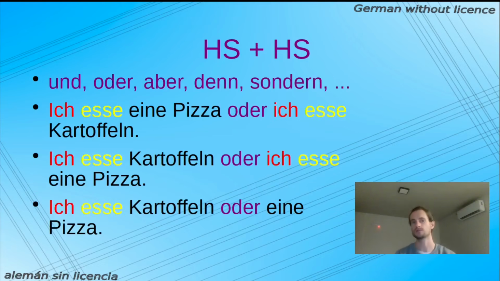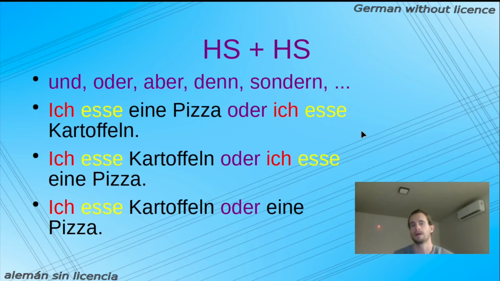So the first one is the easiest one. That would be the group main clause and main clause. Examples und, oder, aber, we had already, and, or, but. Then denn, because, sondern means rather. This isn't used so much as the first three, but just so that you know, it would be another example of this group. An example sentence, ich esse eine Pizza oder ich esse Kartoffeln. I eat a pizza or potatoes. Okay, you can see the order is the usual one. Conjugated verb at the second position. That would be the rule.